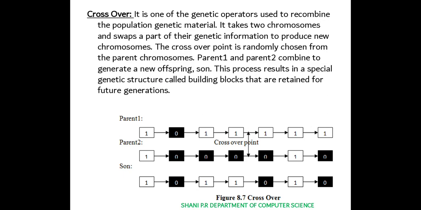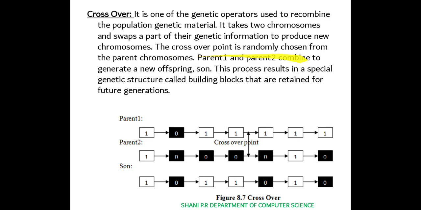So crossover: it is one of the genetic operators used to recombine the population's genetic material. It takes two chromosomes and swaps a part of their genetic information to produce new chromosomes. So here it considers two chromosomes, that is parent 1 and parent 2, to form the son. So this is the example. Parent 1 and parent 2 form a son. So here two chromosomes form a new chromosome.